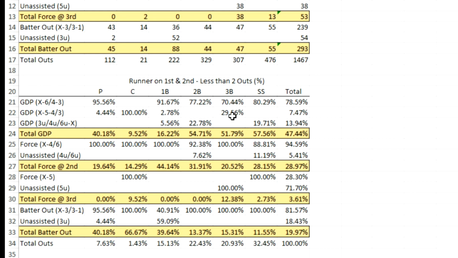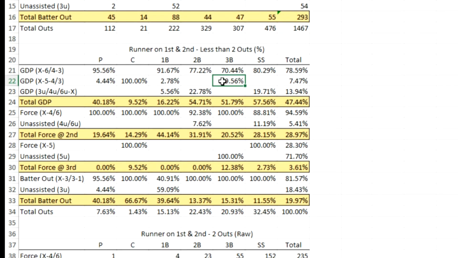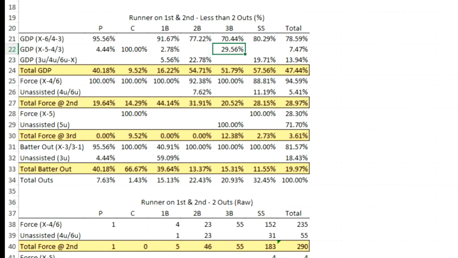As we can see, once again, almost 30% of double plays hit to third base were started unassisted at third. Let's see. With less than 2 out, 12% of balls hit to the third base are unassisted at third overall, whether to start a double play or to get the force out. 20% are forced at second. These are balls hit to third base. And 15%, they're throwing the batter out. So that's a little interesting.